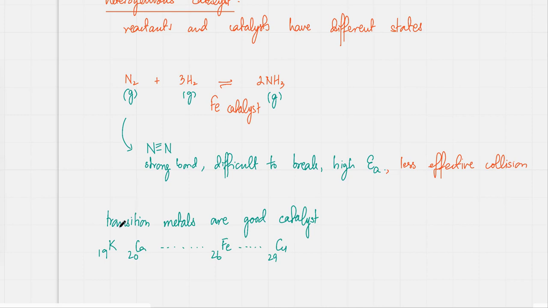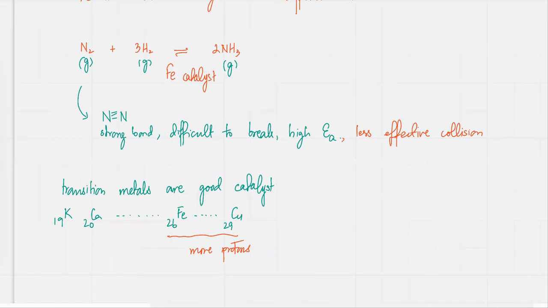Group 1 metals really like to lose electrons. Group 2 metals are also reactive, they like to lose electrons. But when you reach the transition metals, they have more protons. That's why they have the word transition with them, because now you're transitioning from metals to non-metals. Non-metals, on the other hand, like bromine, which has 35 protons, like to gain electrons.